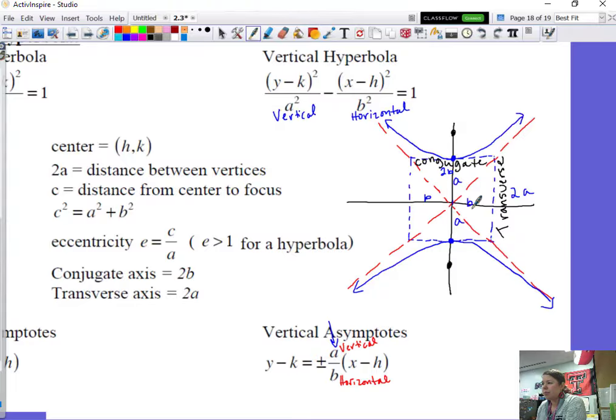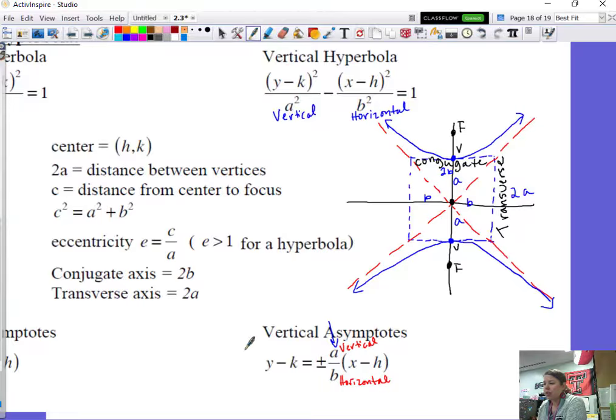Conjugate is still 2 times B, transverse 2 times A. So A to A, so it's like vertex to vertex. Y is now first, and so the number that's with Y is the vertical distance. And so we're square rooting that and going up and down to get to those vertex points here and here. Your focus points are still outside of that, and your center is still in the middle. Same thing we had before, except now A is the vertical number and B is the horizontal number.